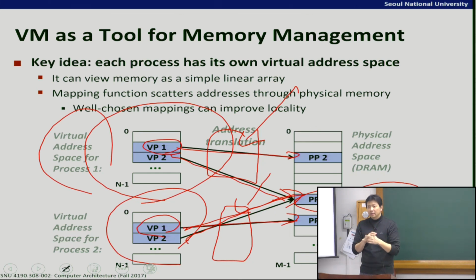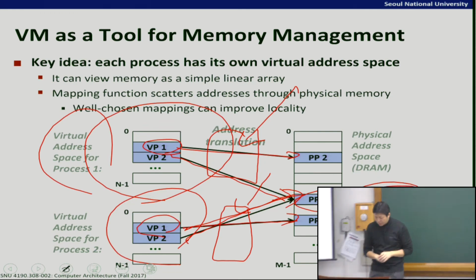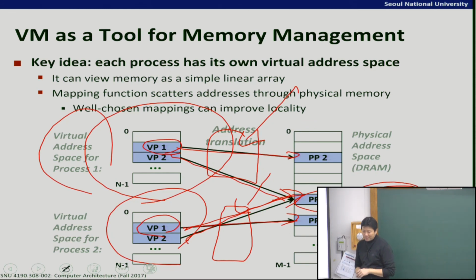Let's say a shared library, like a DLL, a dynamic link library, or an SO file, a shared object. Then instead of having multiple copies of the same code, you can have only one version of the code, and the two processes point to the same physical page. In that way, we can make it easy to share pages between two processes or programs.